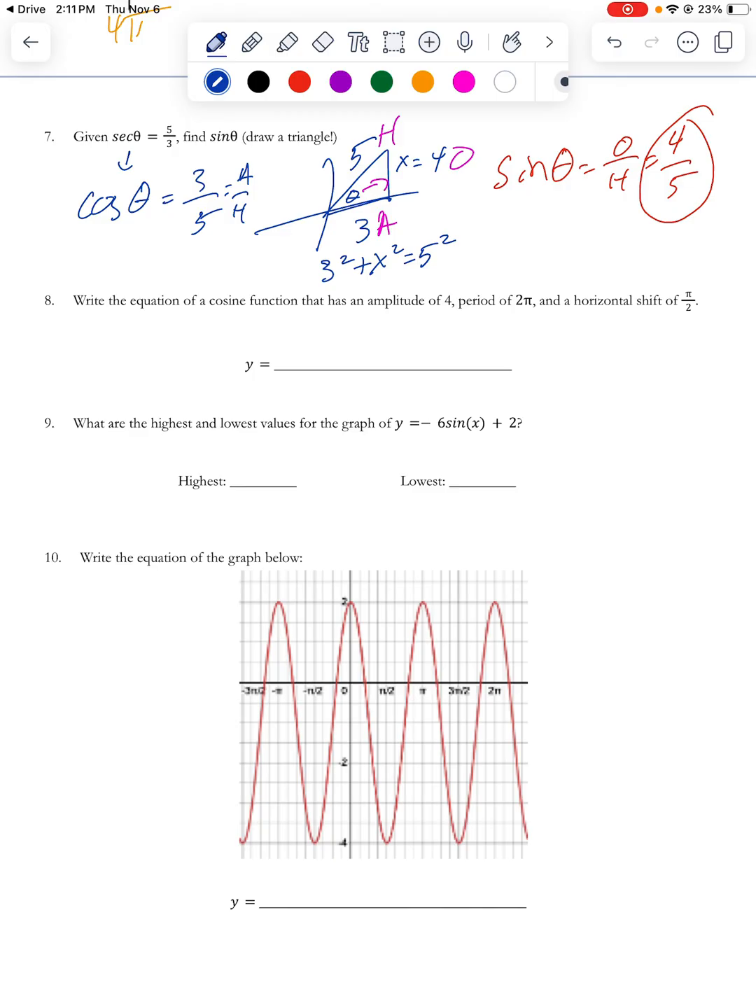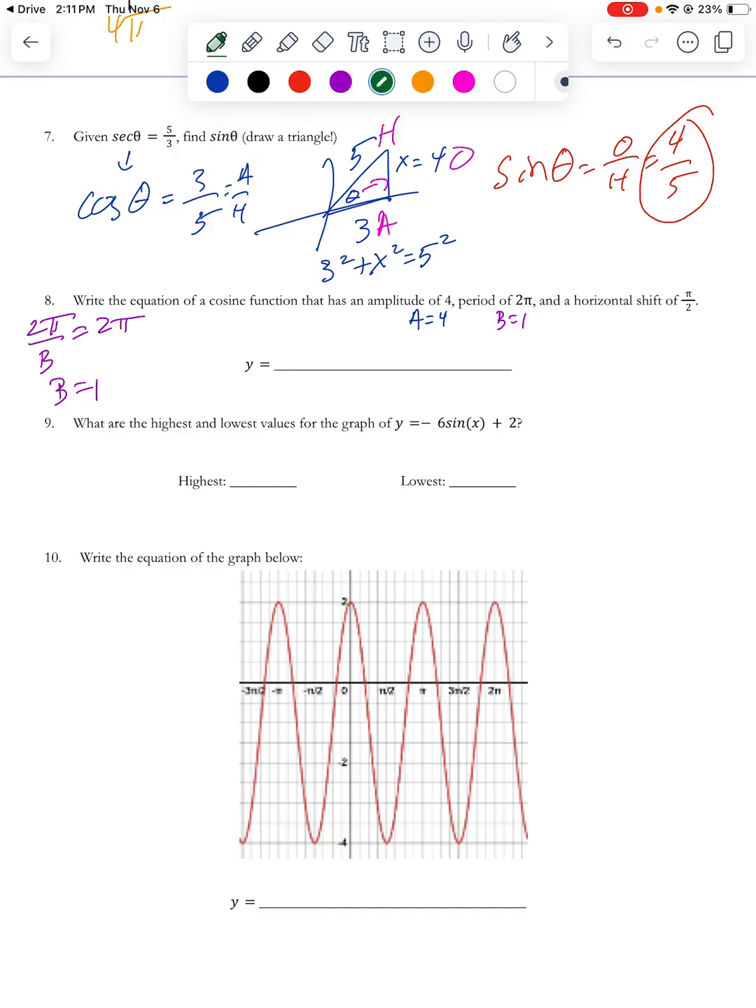Okay. Number 8 asks us to write an equation, a cosine function whose amplitude is 4, so that tells me A equals 4. My period is 2 pi. So if the period is 2 pi, 2 pi over b equals 2 pi. That means my b has to equal 1. That's my default.